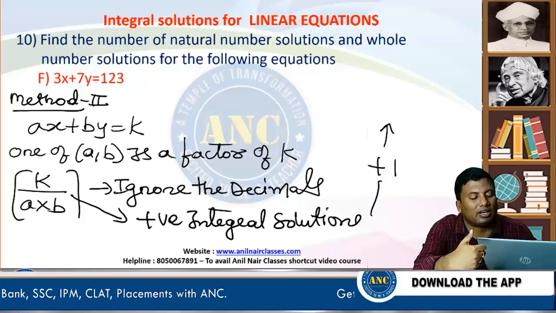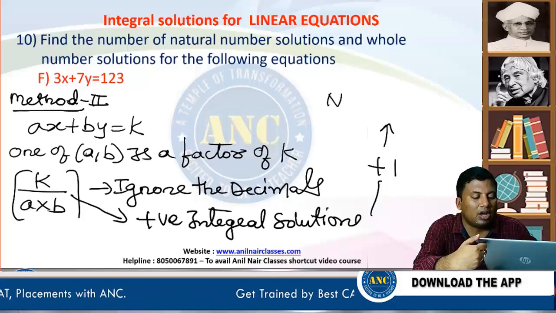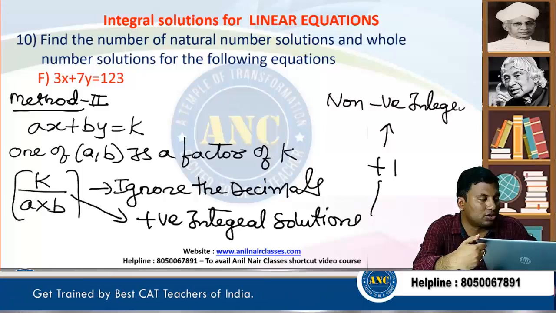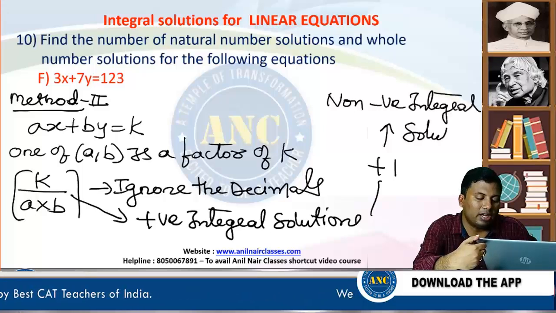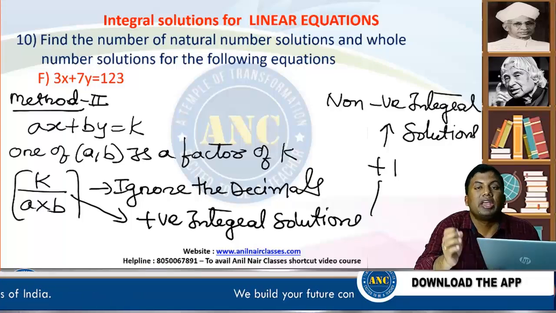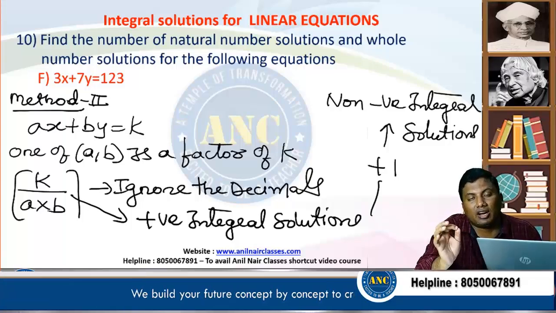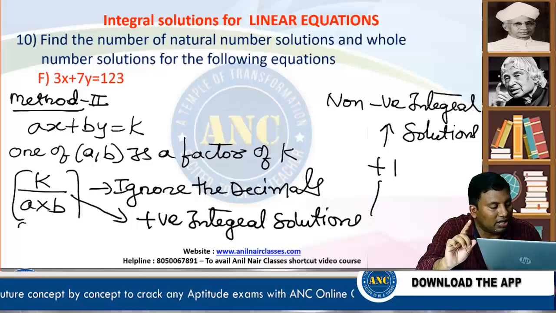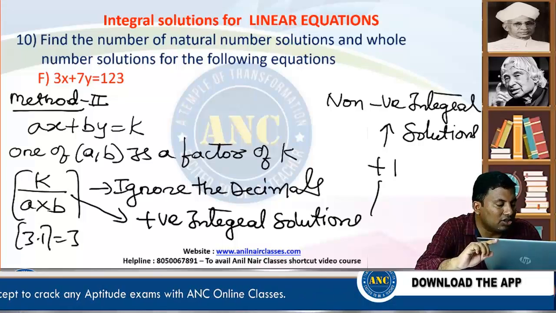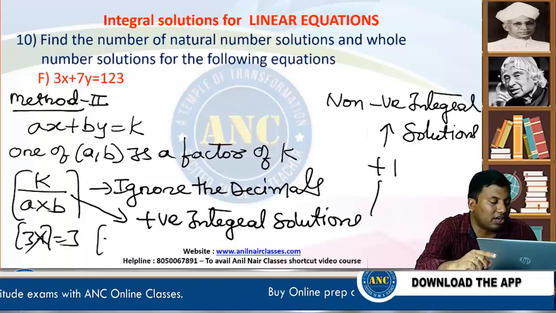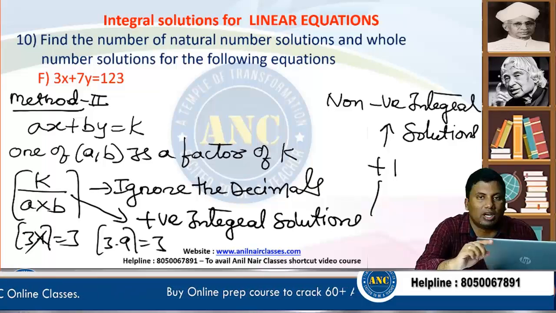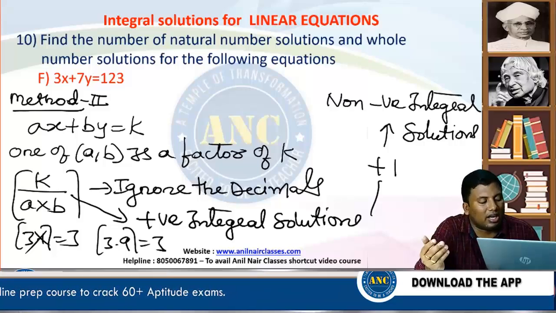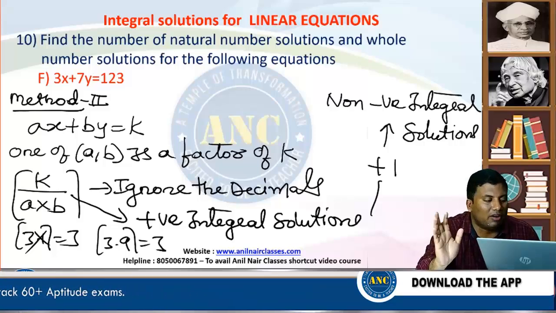To the positive integral solutions, add plus 1. Why plus 1? Because one of them is a factor of the right hand side, I will get the non-negative integral solutions. If one of the coefficients is a factor of the right hand side, take k by a into b and ignore the decimal. 3.1 is 3, 3.9 is also 3, ignore everything after the dot.